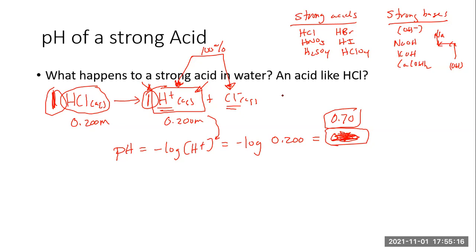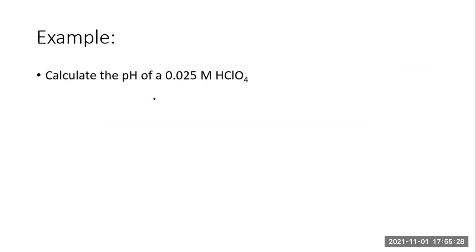So sometimes you may be given the formula, and what you need for an acid is to figure out the H plus concentration. For a base, you need the OH minus concentration to help you out. So why don't you take a second here and calculate the pH of a 0.025 molar perchloric acid solution. Again, perchloric acid is a strong acid. So take a second and see what you come up with. Let's take a look at this.